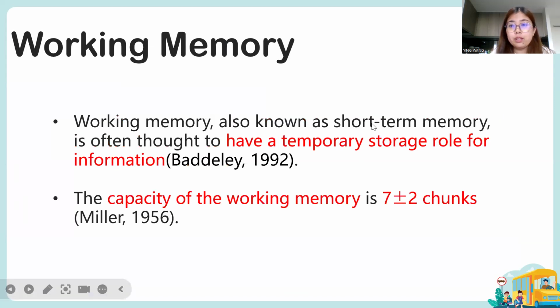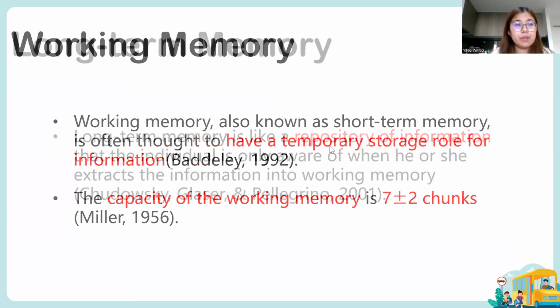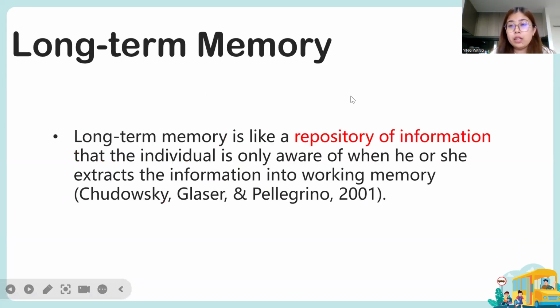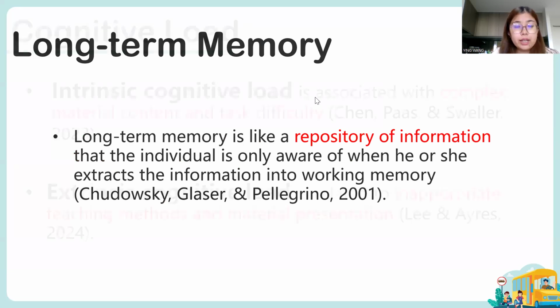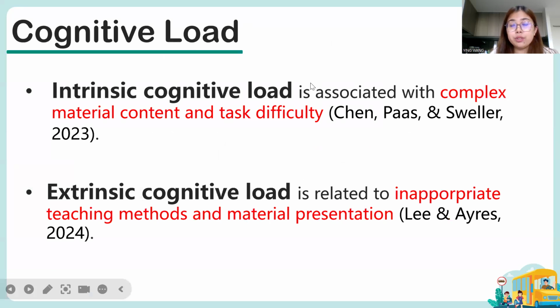Working memory is usually seen as a temporary storage for information. The capacity is 7 plus or minus 2 chunks. And the long-term memory is usually seen as a storage for the information for a long period of time, and the capacity is unlimited. And let's look at the cognitive load.